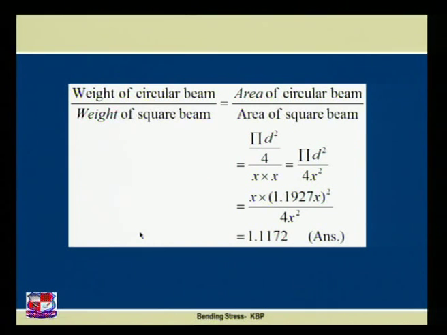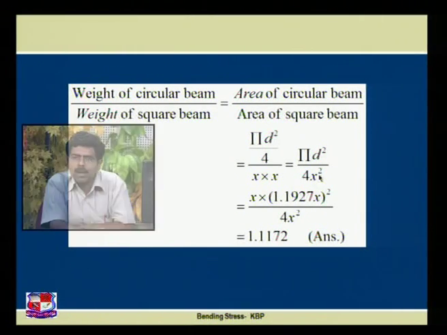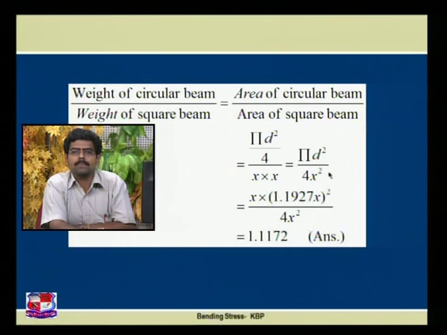Next one. Here our intention is to find out the ratio of the weight of the circular beam to the weight of the square beam. We know that the weight of the circular beam is proportional to the area of the circular beam. So the ratio is equal to the area of the circular beam to the area of the square beam. What will be the area of the circular beam? That is pi by 4 d square. Area of the square beam is x square. By simplifying this, we achieve pi by 4x square into d square.